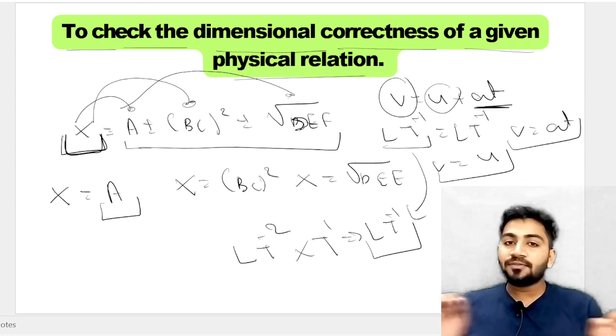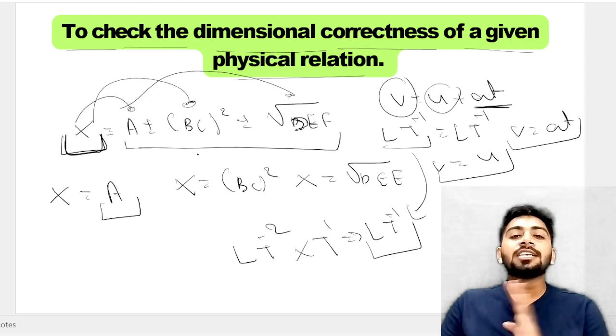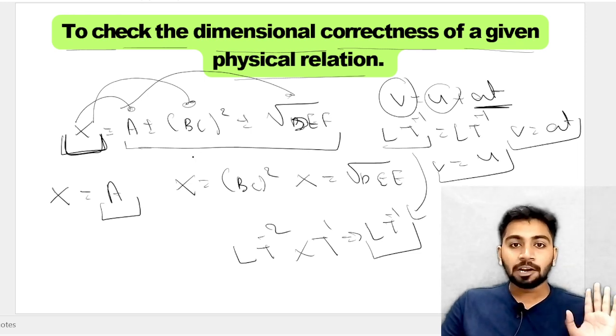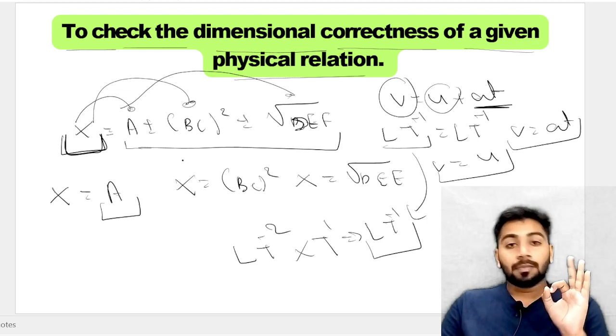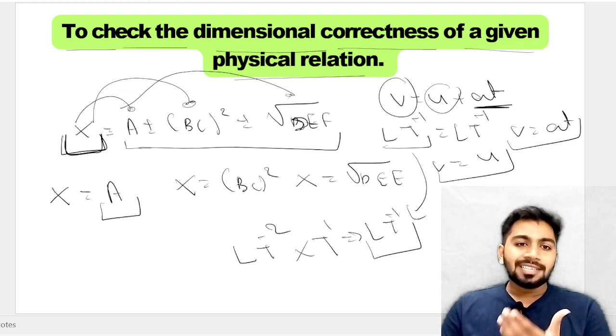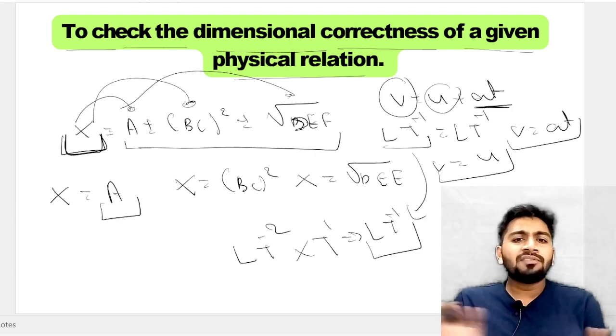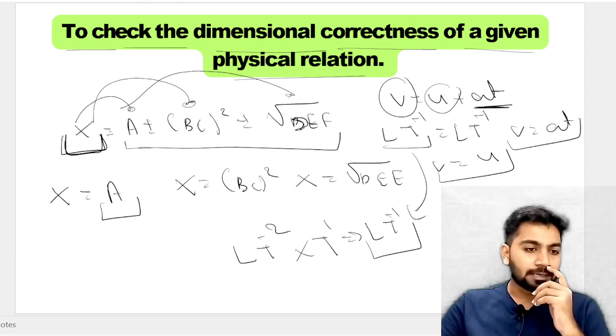Any formula, if it has plus, minus, anything, you can easily check whether it is right or not. So when you are in an exam, not in your NEET, in a CBSE exam, if you get a final answer and you are confused whether it is right or not, then check its dimension. If the dimension is right, then your answer is 100% right. Super.